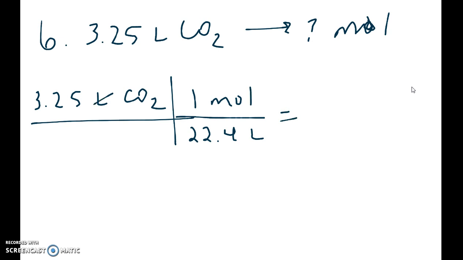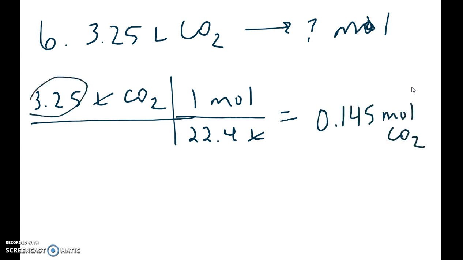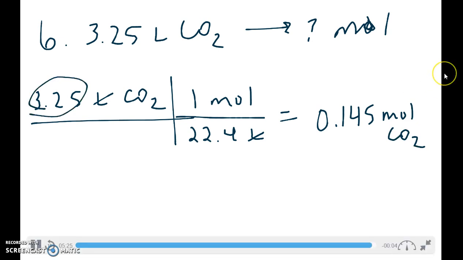So all I do then is cancel out my units. I'm left with moles. 3.25 divided by 22.4, and I get 0.145 moles of CO2 out of my calculator. I have 3 sig figs, just like that number, so I am done.